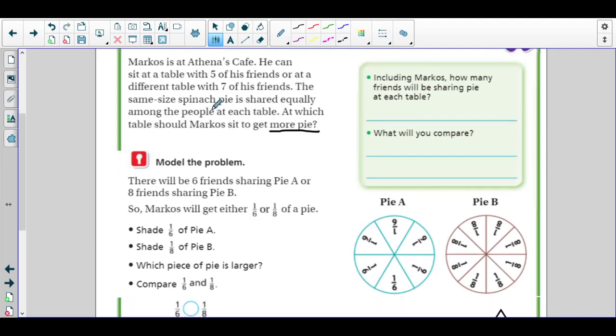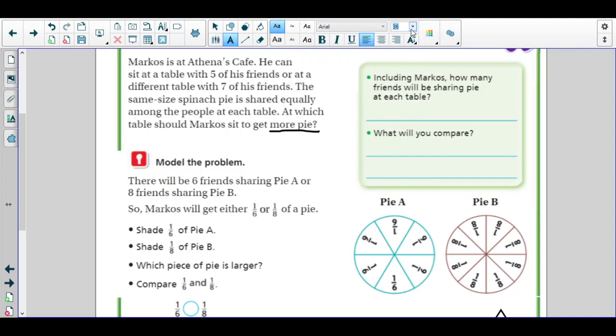So we had 5 friends and 7 friends. Including Marcos would make 6 or 8. All right, so 6 friends sharing pie A or 8 friends sharing pie B. So including Marcos, how many friends will be sharing pie at each table?